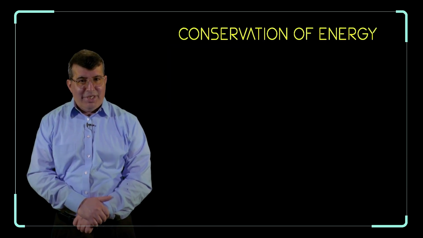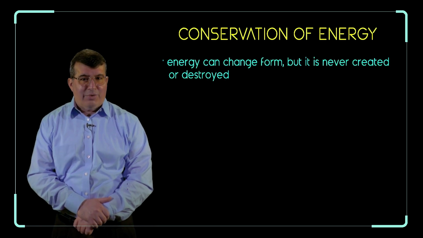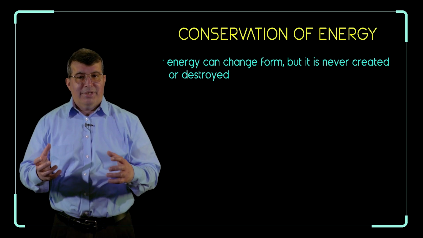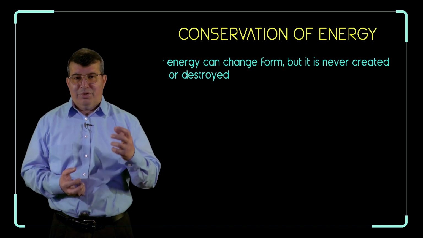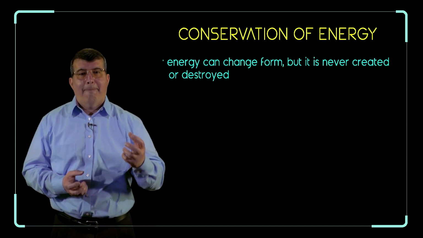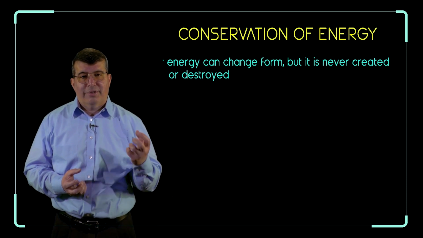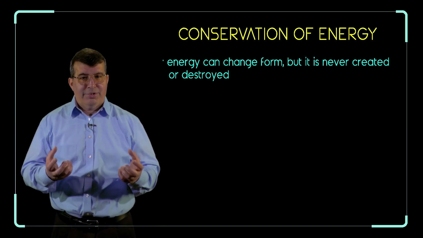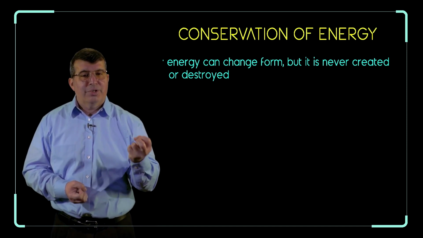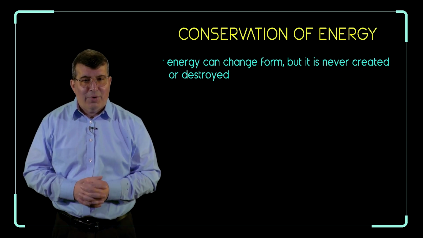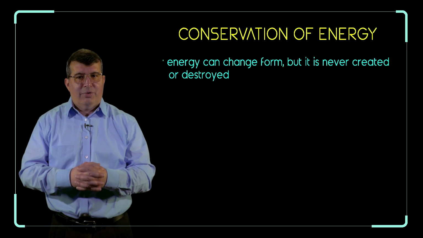So this brings us to our idea of conservation of energy, which is one of those big ideas. The big idea of conservation of energy is that energy can change form, but it is never created or destroyed. It's conserved because the amount of energy never changes. 100 joules of chemical energy can be turned into 20 joules of kinetic energy plus 80 joules of thermal energy. So the total is the same. We have a decrease of 100 joules of one kind of energy and an increase of 100 joules of other kinds of energy. So energy can change form, but it is never created or destroyed.